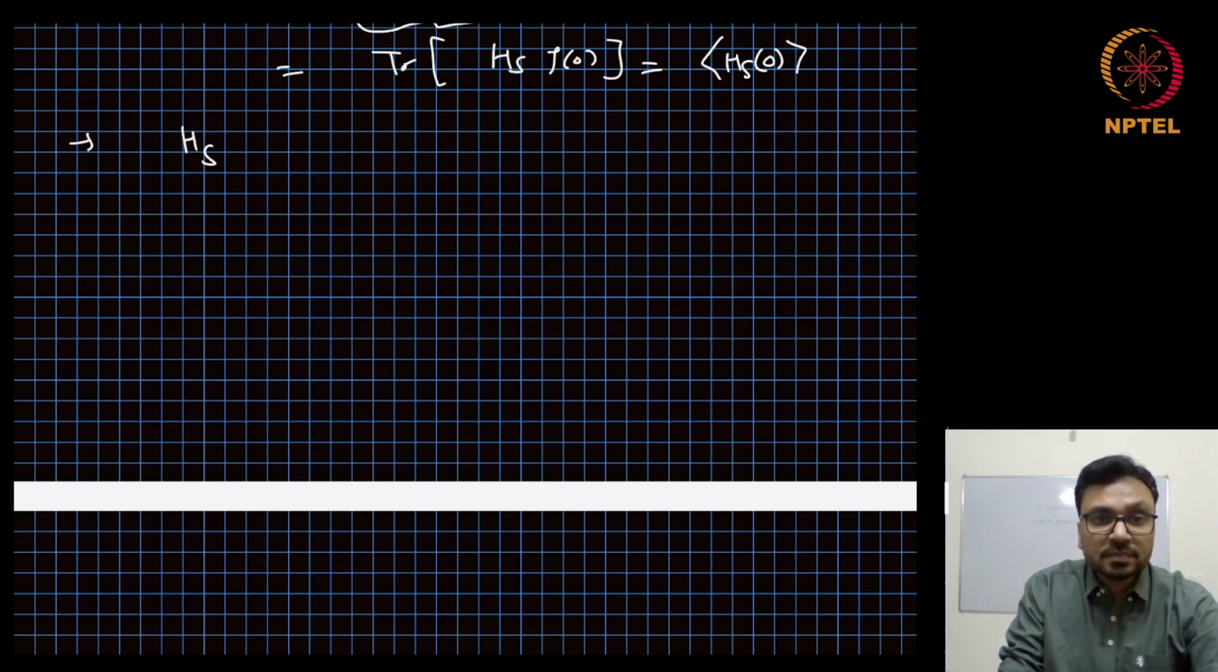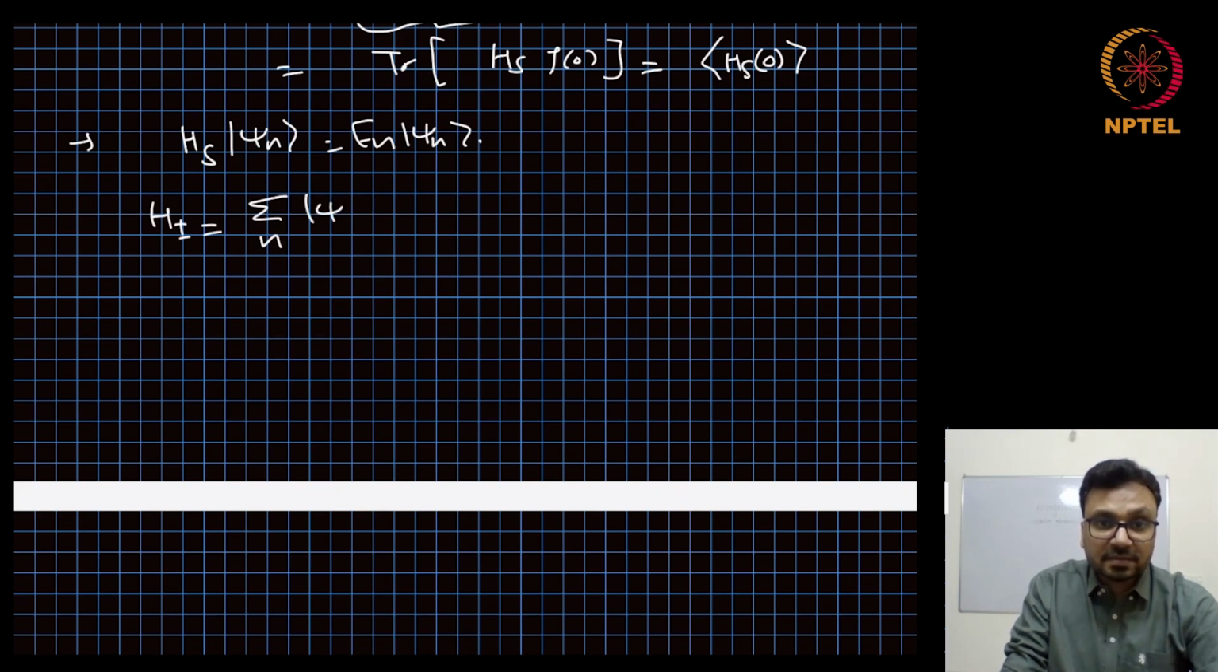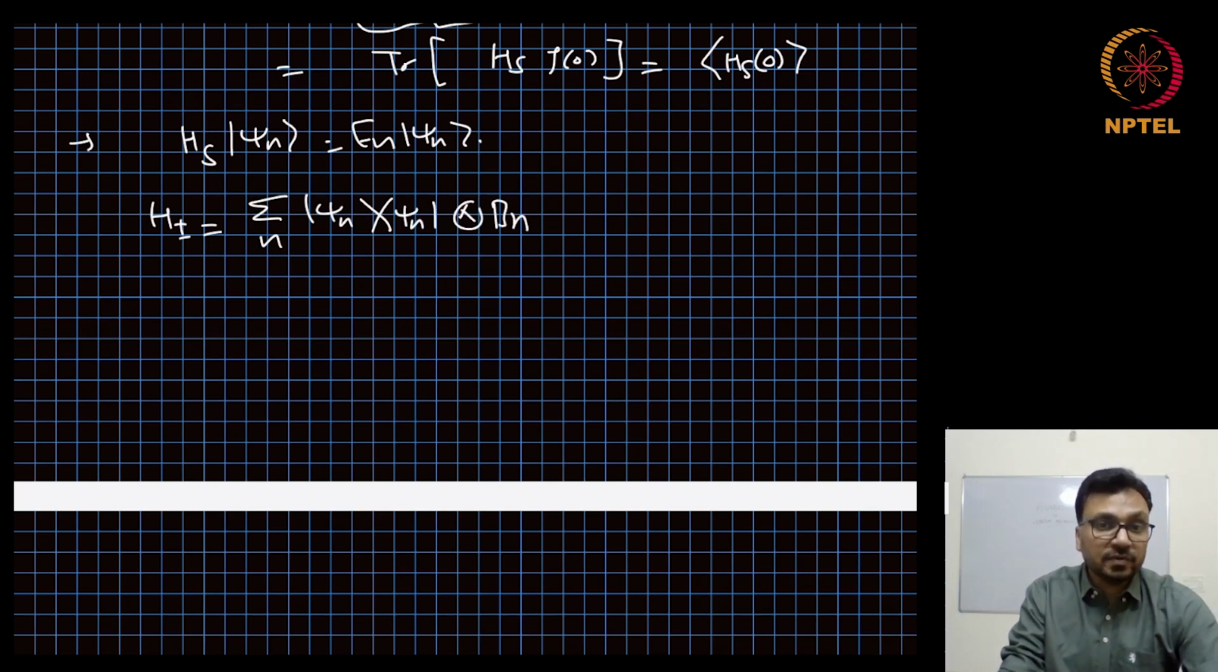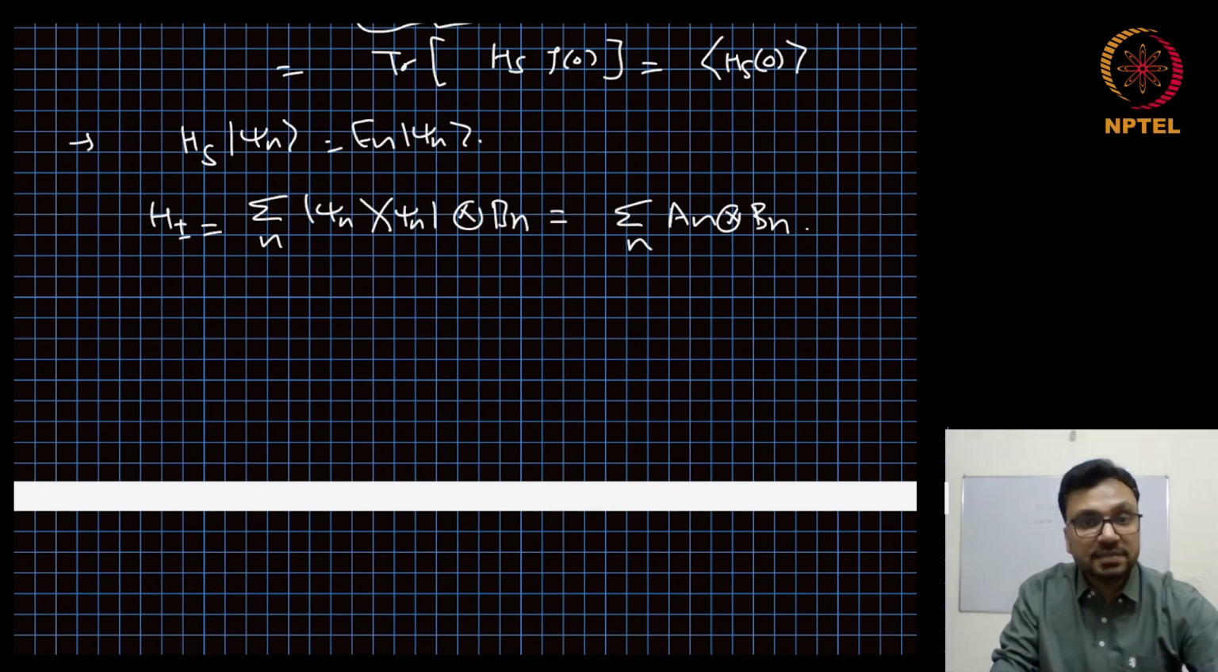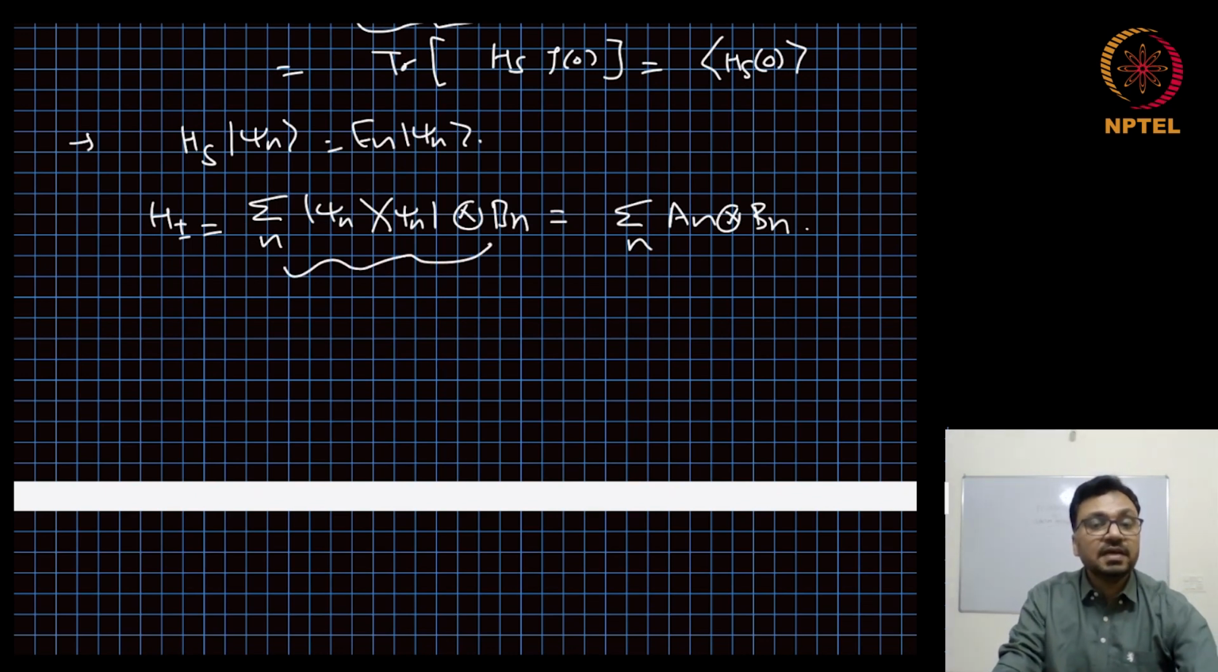Now consider the eigenstates of the system Hamiltonian, ψn, where Hs ψn is En ψn. Since Hs commutes with the interaction Hamiltonian, we can always write the interaction Hamiltonian as a sum over n of ψn tensor Bn, where Bn are the operators acting on the bath. And if you recall, the general form of the interaction Hamiltonian is like this. This representation will ensure that Hs commutes with Hi.